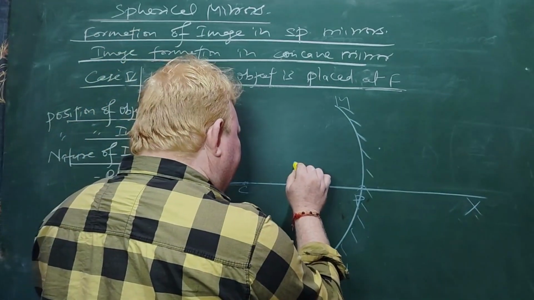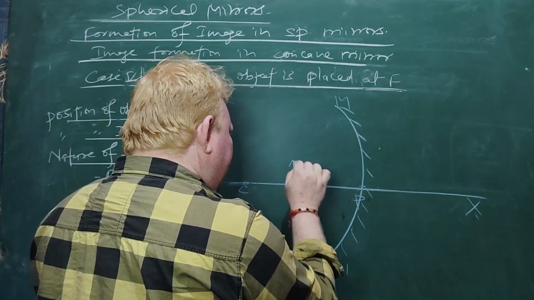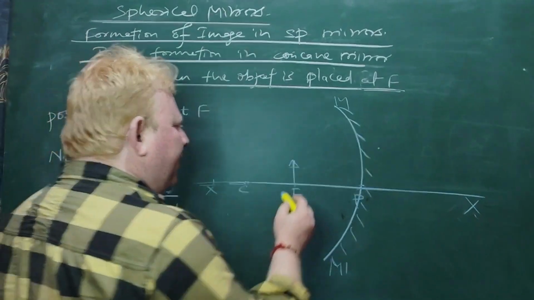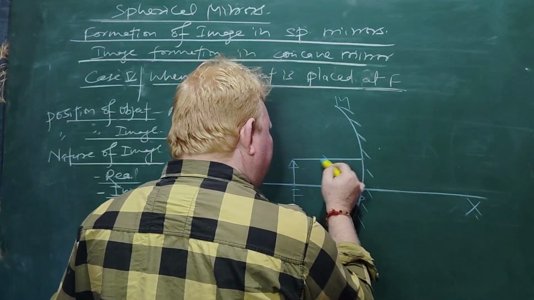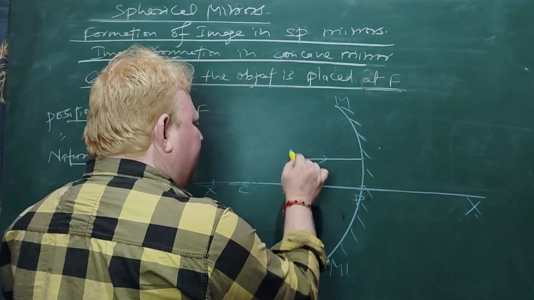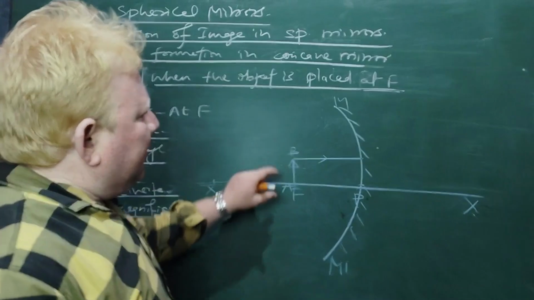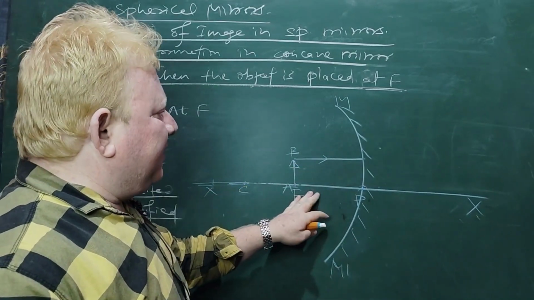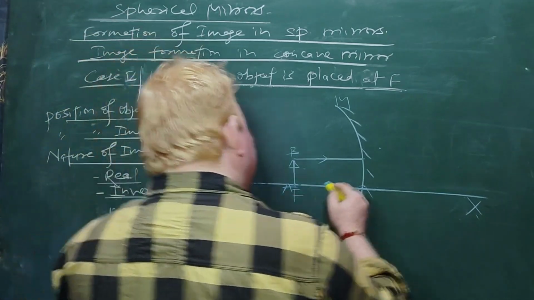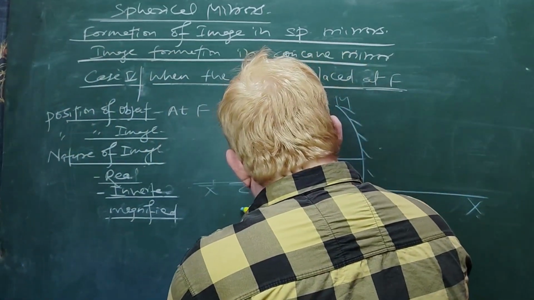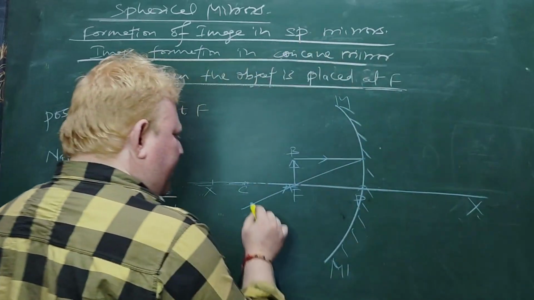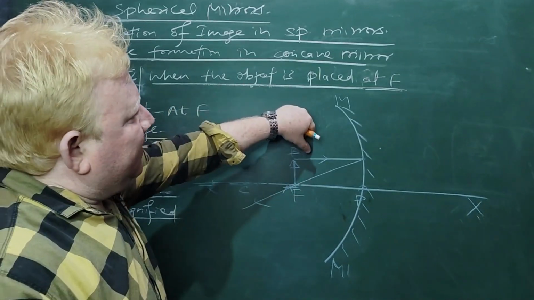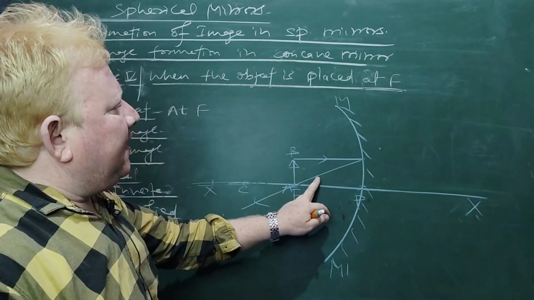So if we place an object at focus, then the light ray coming from this object AB, let us consider this object AB. So of the light rays coming from this object, one light ray you take parallel to the principal axis. Of course, after reflection it will pass through focus, right? So this is one of the reflected rays we have got. This is the incident light and this is the reflected light.